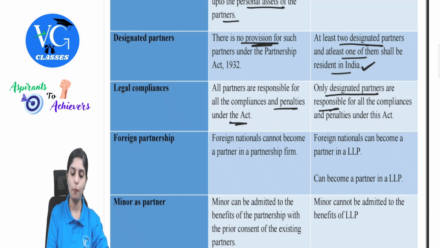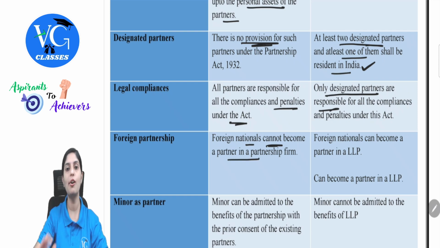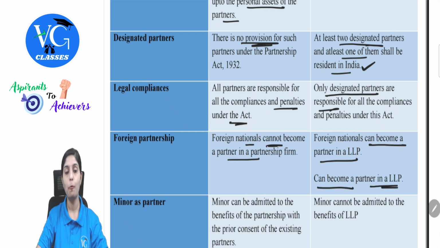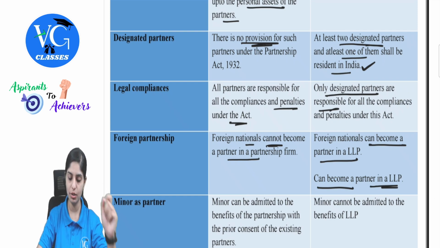Foreign partnership. Foreign nationals cannot become a partner in a partnership firm because the law restricts this purely. Whereas under LLP, foreign nationals can become a partner in a limited liability partnership. This gives an advantage when there are foreign collaborations. A foreign partner can also become a partner in an LLP. Foreign nationals is talking about individuals.